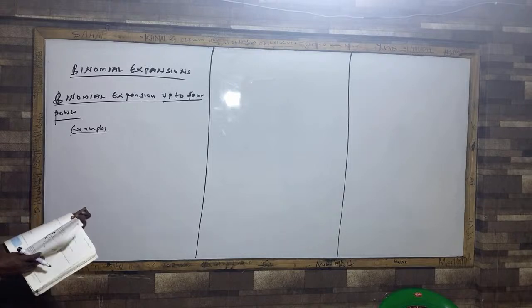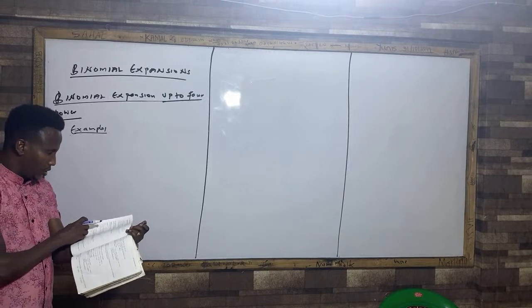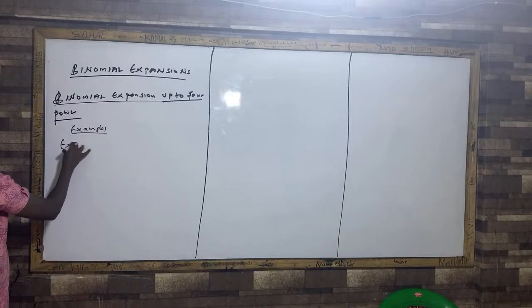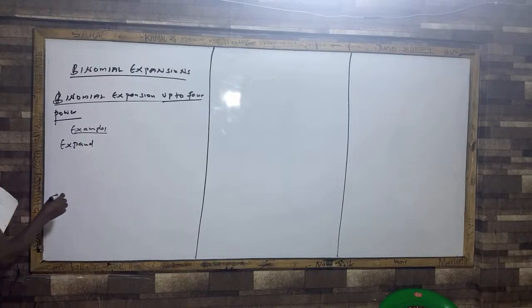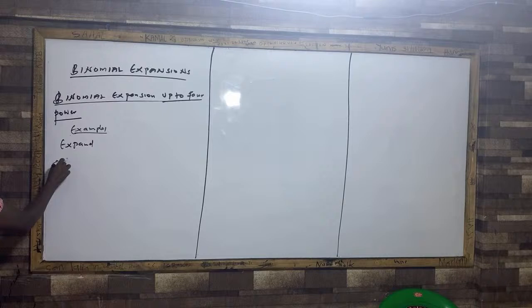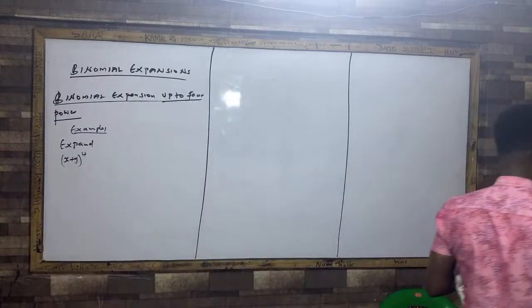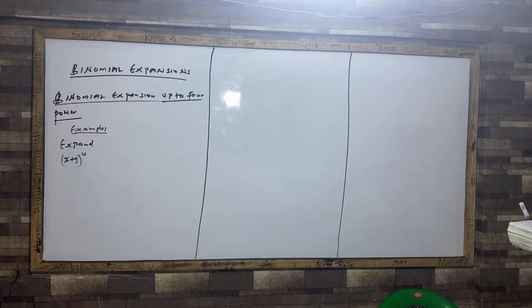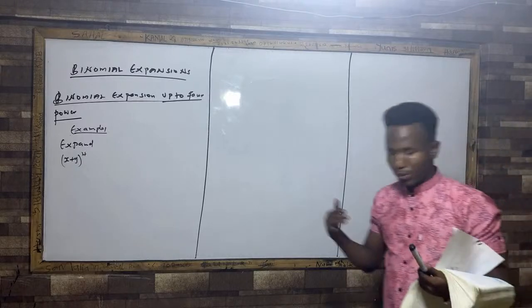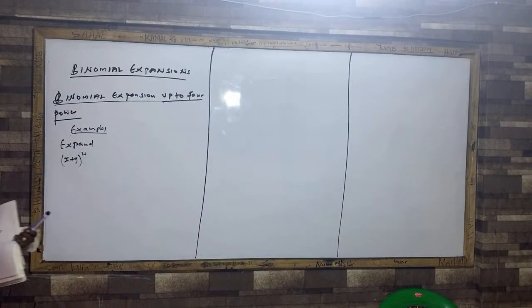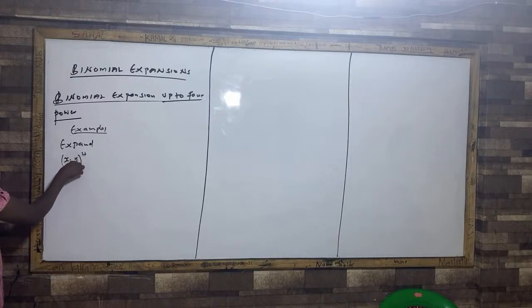In the examination, you'll be told to expand, then you must know how to expand, okay? Let's start with this one. We have x plus y, the power of 4. When you want to expand a binomial equation, you must know that in the bracket we have two terms. Here, we have x plus y.